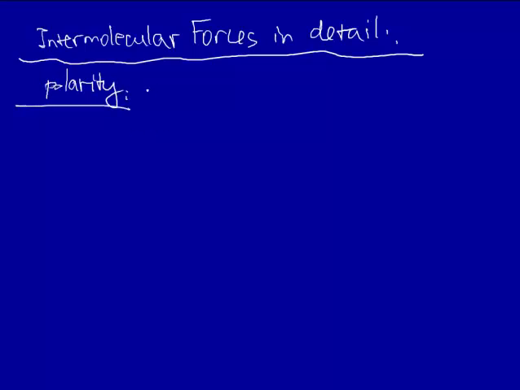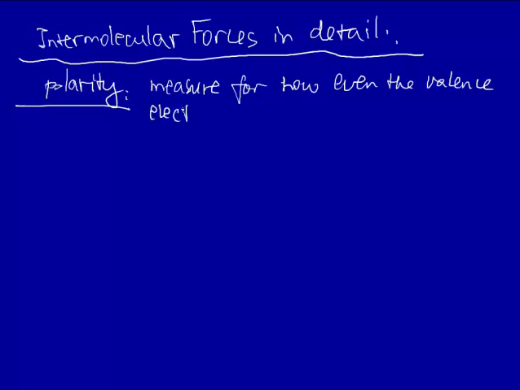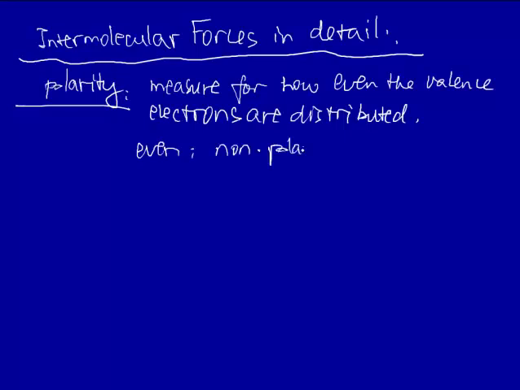This is essentially the measure of how evenly the electrons are distributed. If the distribution is even, that will be nonpolar. If the distribution is uneven, that will be polar. Okay, this is polar, and later on we're going to say it has dipole-dipole moments. Take a look at some molecules.